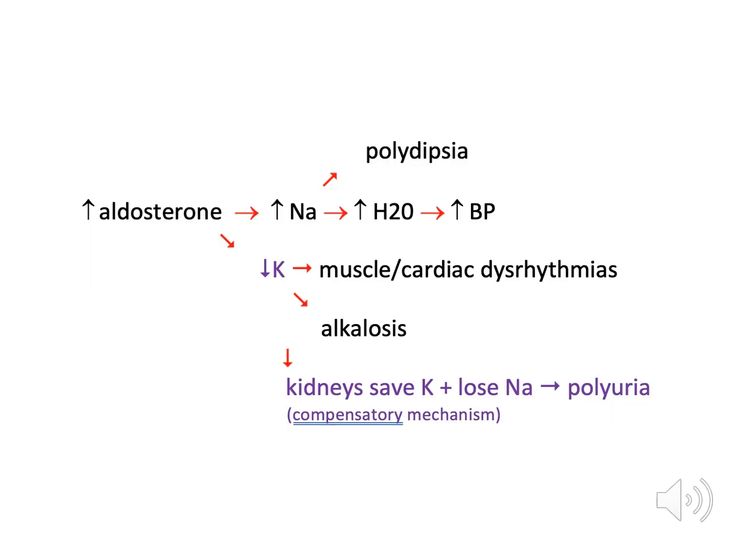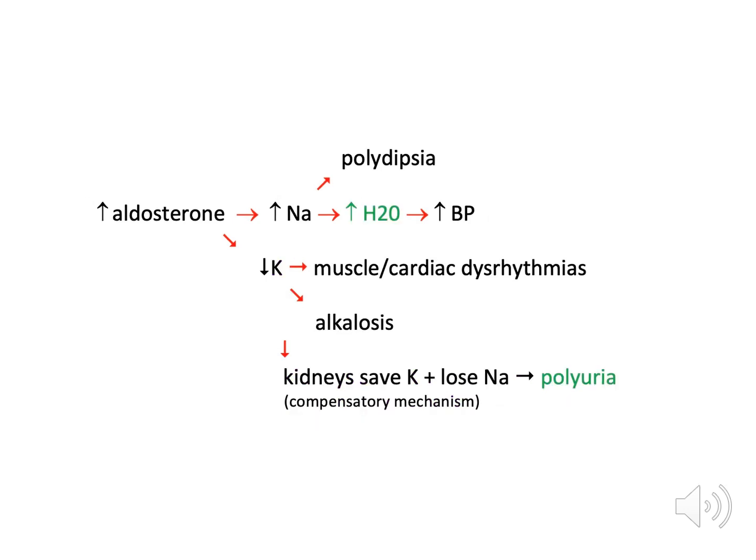All right, so we know in hyperaldosteronism that the potassium levels drop, right? And the body knows that potassium is very important. So the kidneys are going to kick in and try and save potassium so that it doesn't get too low, right? So as a compensatory mechanism, the kidney's going to start saving potassium. And if the kidneys save potassium, it's going to have to dump sodium. And when the kidneys dump sodium, water's going to follow. And so the patients usually have polyuria.